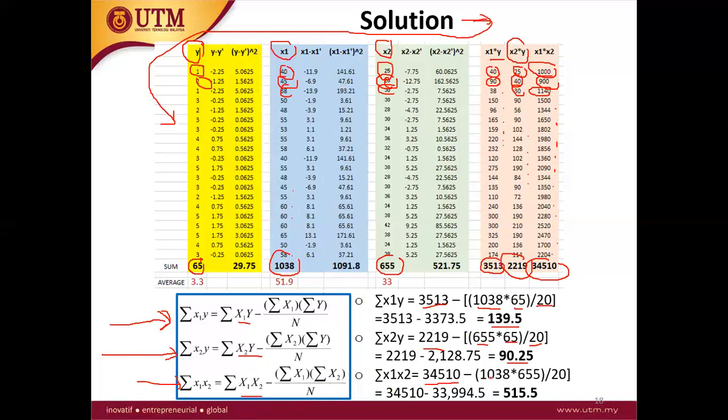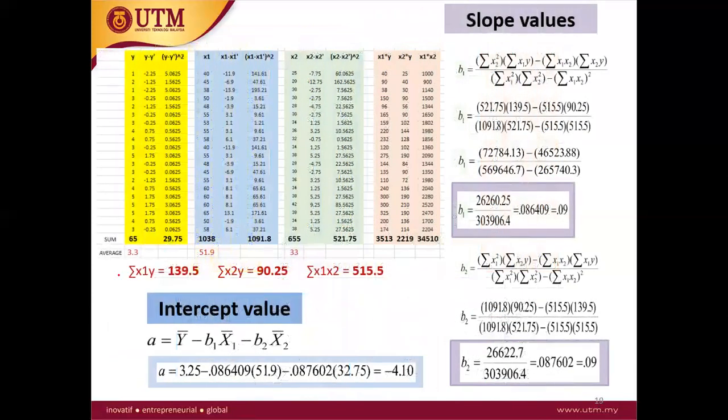34510 minus the sum of S1. The sum of S1 is 1038. And times the sum of S2, 655. Divide by number of samples 20, so you get 15.5. So this is the value of the three equations. Then transfer here.